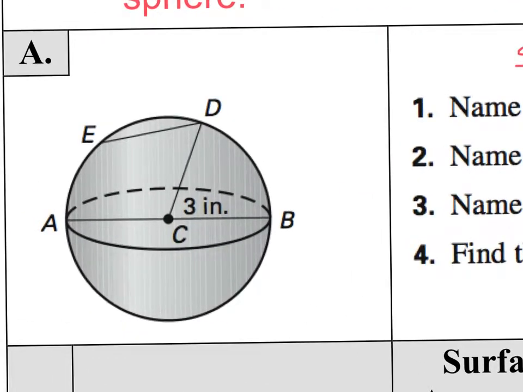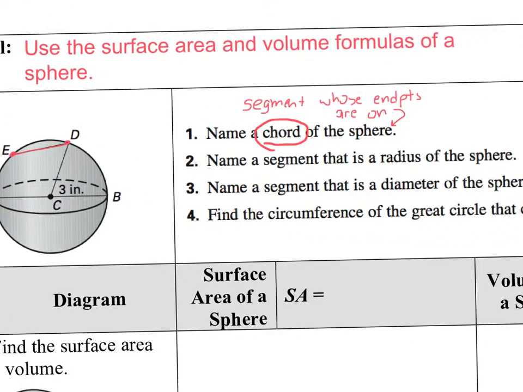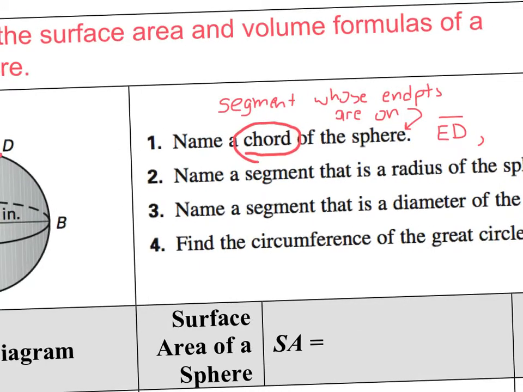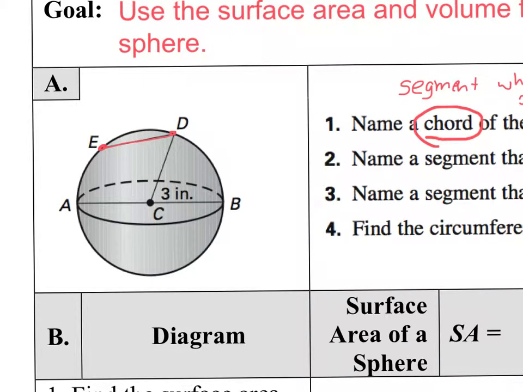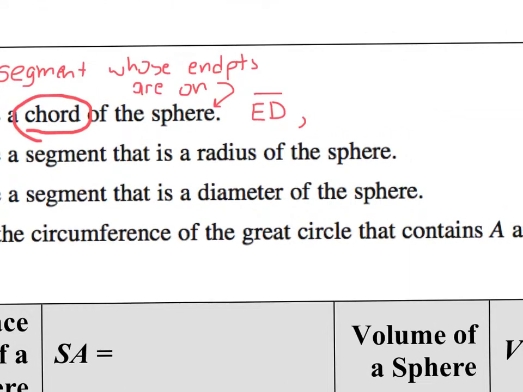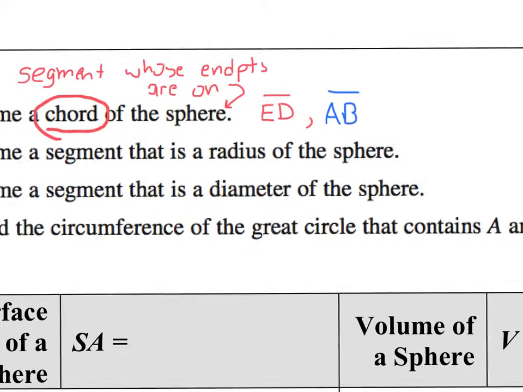There are at least two that I see here. One of them starts here at E, ends here at D. This one says simply name a chord, so I'm going to say segment ED. However, had you said segment AB, that also works, because A is on the sphere, as is B. C is hanging out inside, so C is not going to be an endpoint. So had you said segment AB, you would be right as well.